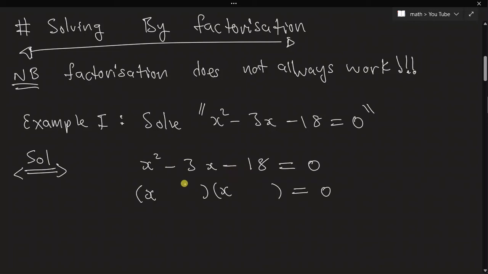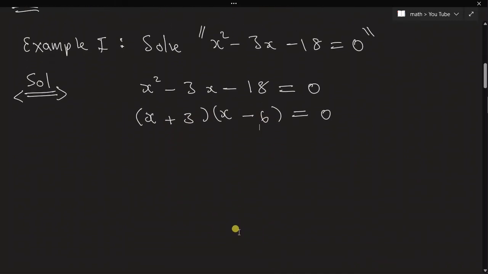So once we have identified those two numbers, the next thing that we do is place them inside these brackets. The order does not matter. So I will place positive 3 here and negative 6 there. Then the next thing that follows is that whenever we have two brackets whose product is equal to 0, then it is always the case that either the first bracket is equal to 0 or the second bracket is equal to 0.